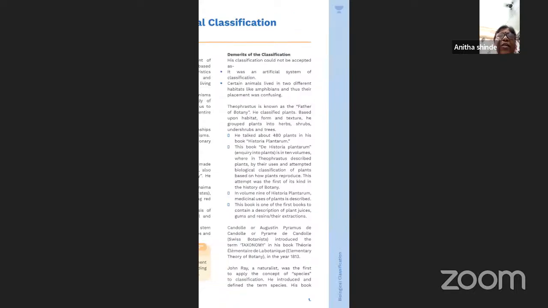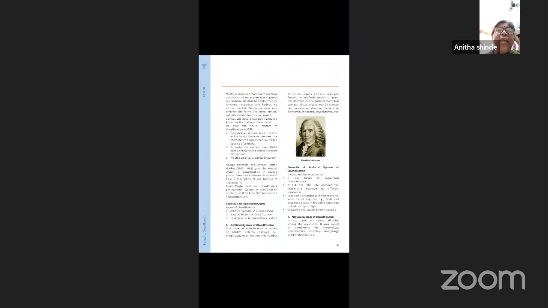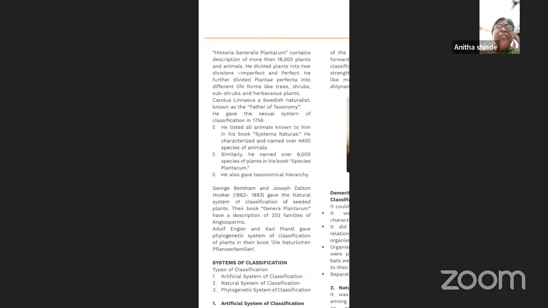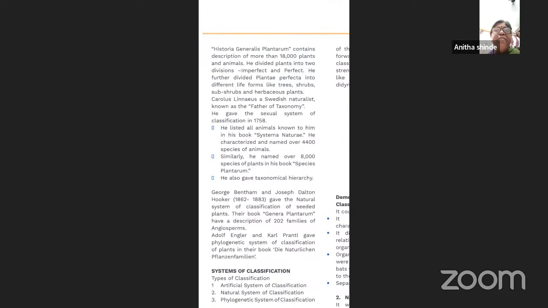Okay. So this is how he has given. He also concentrated more on the plants. So that's the reason why he divided the plants into two divisions, imperfect division and perfect division. And he further divided the perfect plants into different forms, like trees, shrubs, subshrubs, and the herbaceous plants. So this is how he has given the classification.